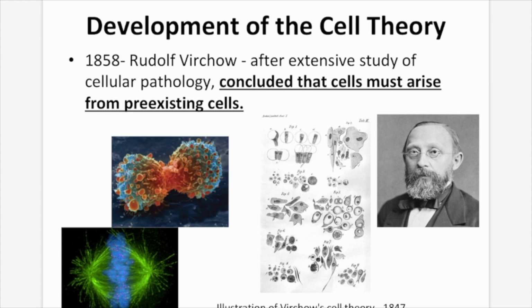1858, we get Rudolf Virchow. After extensive study of cellular pathology, he concluded that all cells must arise from pre-existing cells. Spontaneous generation cannot occur because for 2 cells to be made, there needs to be an initial cell that spawned them. And then from these 2 cells, we can get 4 cells, and so on. So for a next generation of cells to be created, there needs to be a previous generation, and that's what Virchow stated.